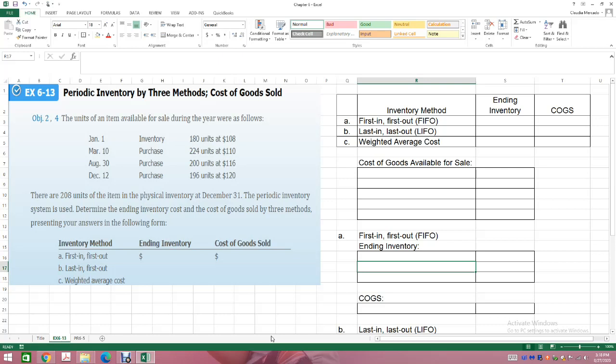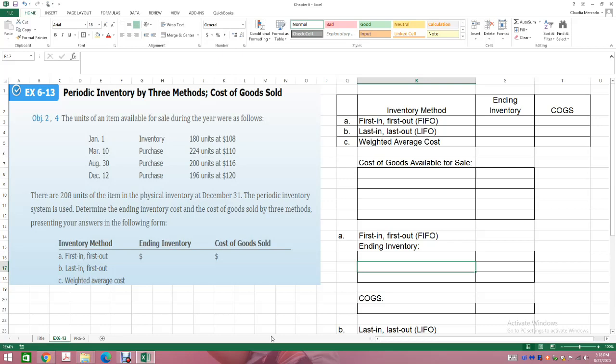Okay, so it says here that there are 208 units of the item in the physical inventory at December the 31st. So what does that mean? That means that I started with my beginning inventory and I had purchases during the year. Just like I had purchases, I also had sales. I was buying and selling, right? So at the end of the year, on December the 31st, I had 208 units available in my inventory. Okay, that's what I had in my inventory.